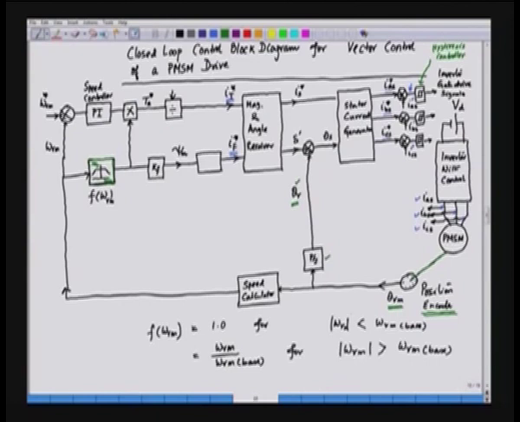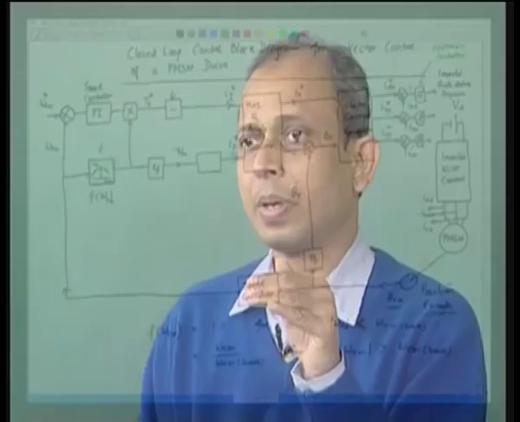As we have already seen with the flux controller, flux will remain constant up to the base speed, and after the base speed we go for flux weakening. So, this function generator generates constant flux up to the base speed, and after the base speed we go for flux weakening. It means after the base speed the voltage is maintained constant, and that is achieved by reducing the flux.